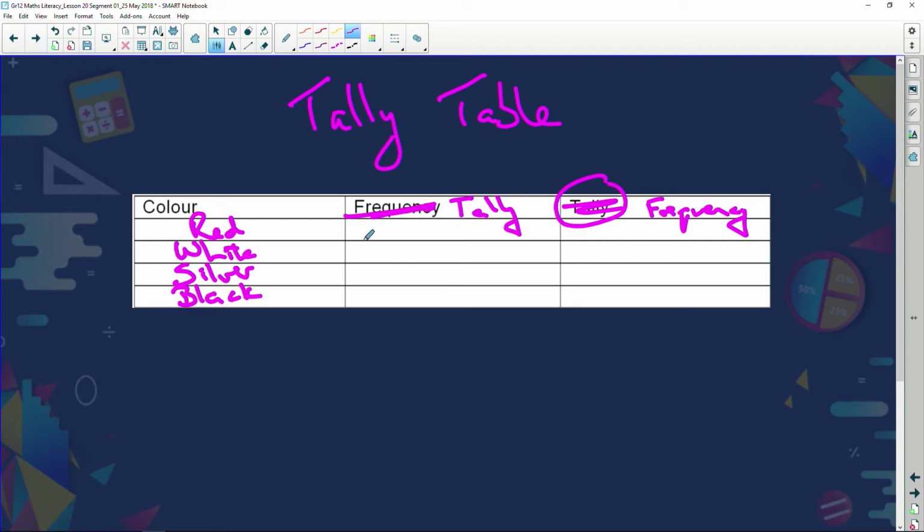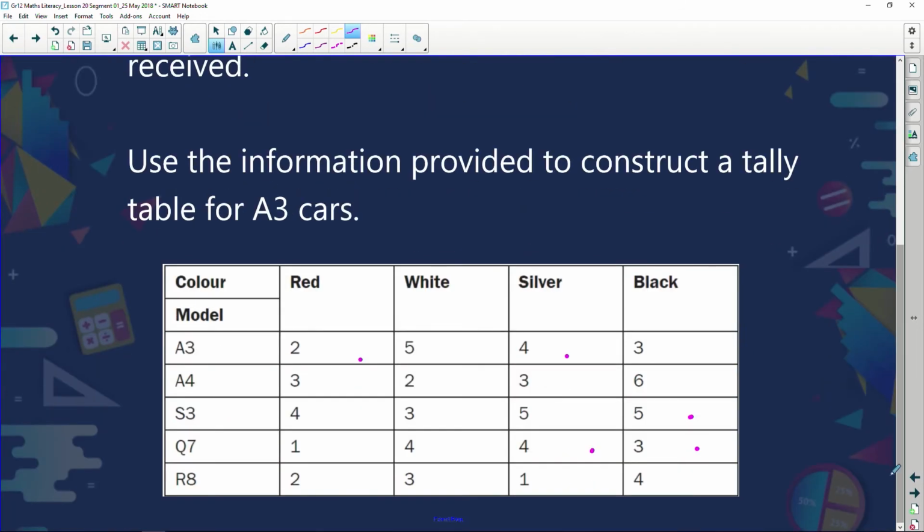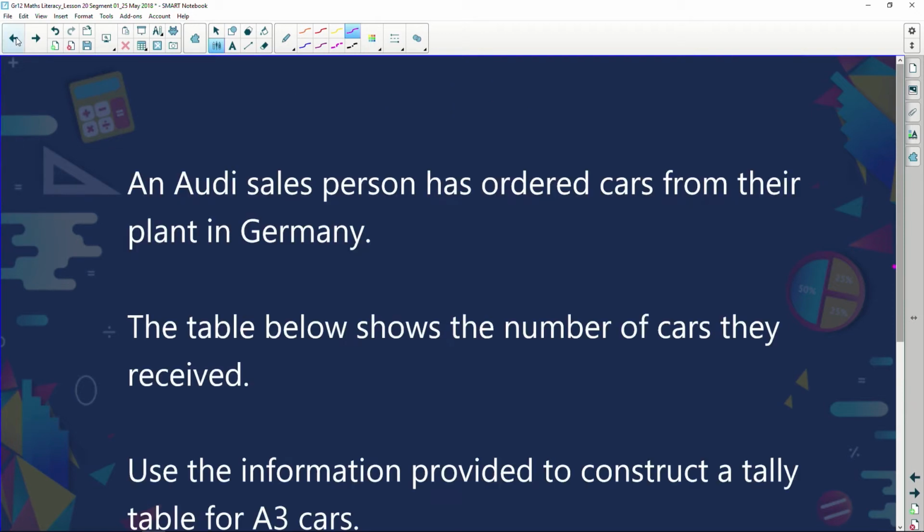Red, I had 2 of the A3, 3 of the A4, 4 of the S3, 1 of the Q7, and 2 of the R8. If we look at the white, we can see that we actually had 5, 2, 3, 4, and 3. So let's write that in as well. We've got 5 of the A3, 2 of the A4, 3 of the S3, 4 of the Q7, and 3 of the R8. Silver, let's go back and look at silver.